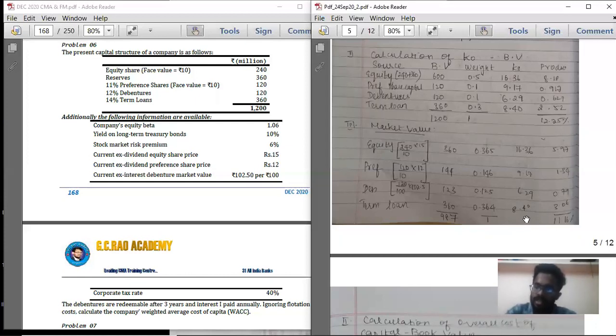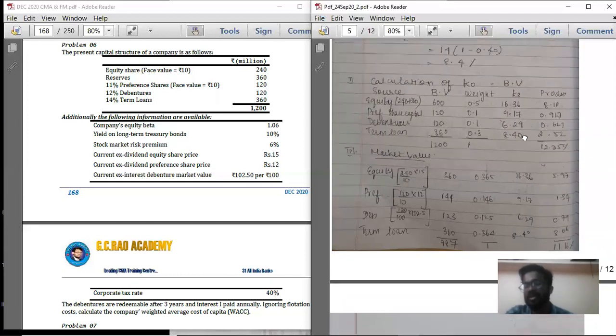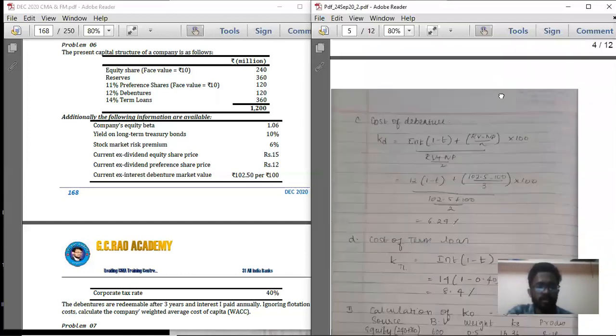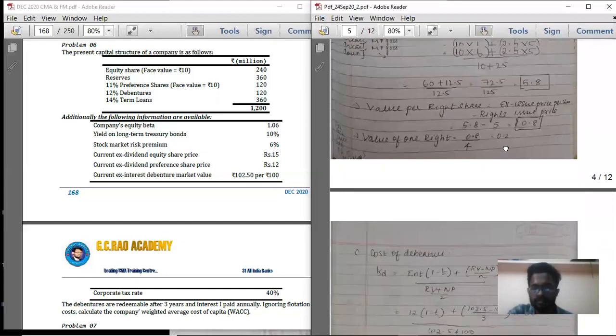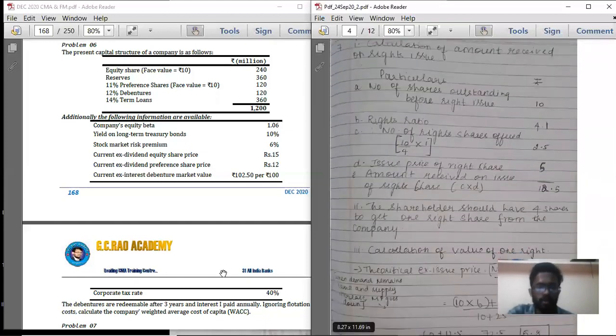Now total it. In the product column, you are getting the total, that is the overall cost of capital, 11.16. In respect of this 11.16, record KO is equal to 11.16. As per market value, overall cost of capital is 11.16. With that, we have completed problem number 6. Now moving on to problem number 7.